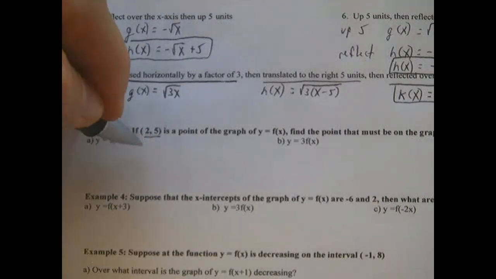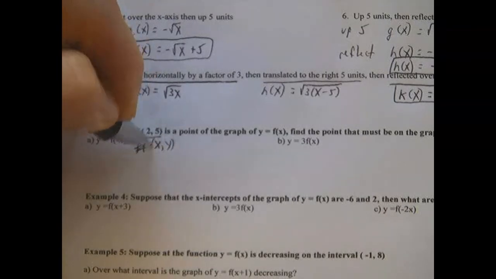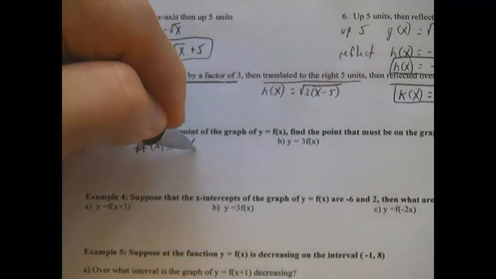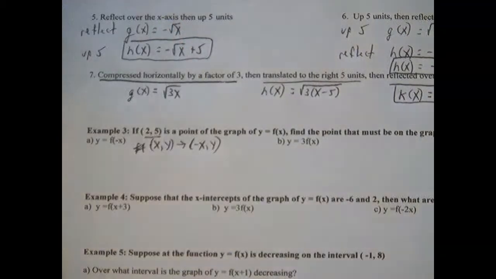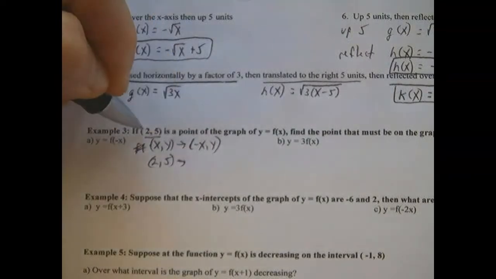Okay, so if we have a rule here, f of x, y, what will that go to with this? Well, it's going to be negative x, y, because there's nothing happening on the outside. So negative x, y. And that means that 2, 5 will go to the opposite of 2, 5.